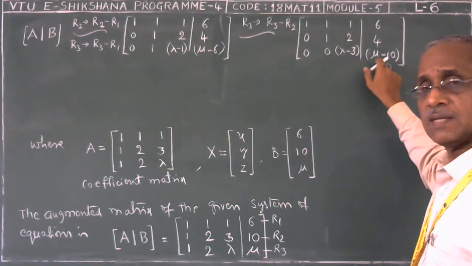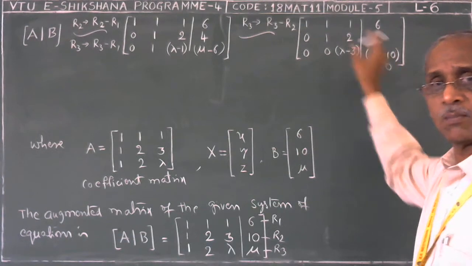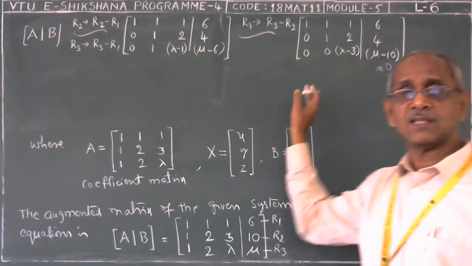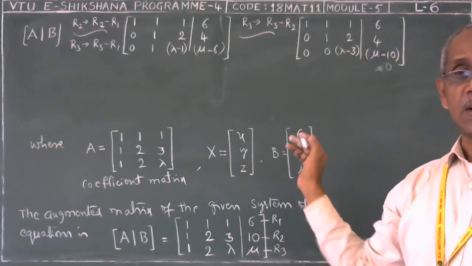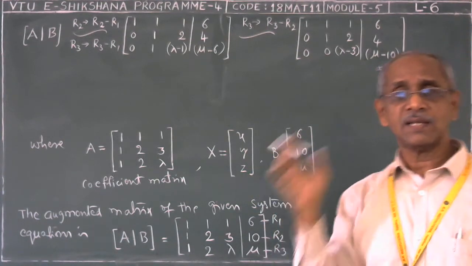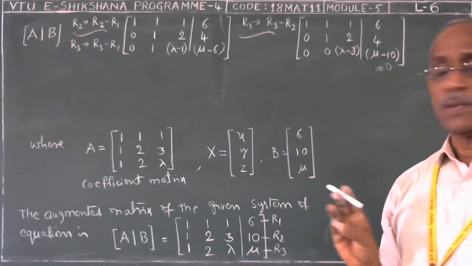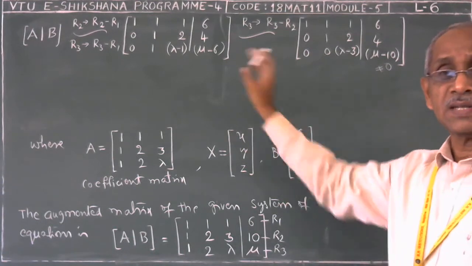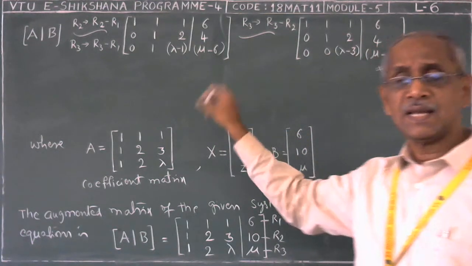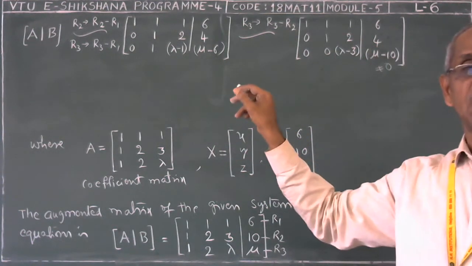1, 2, 3. So the rank of the augmented matrix is 3, and the rank of the coefficient matrix is 2. They are not equal. So the rank of the augmented matrix is not equal to the rank of the coefficient matrix. Therefore, the given system of equations is inconsistent and hence has no solution.